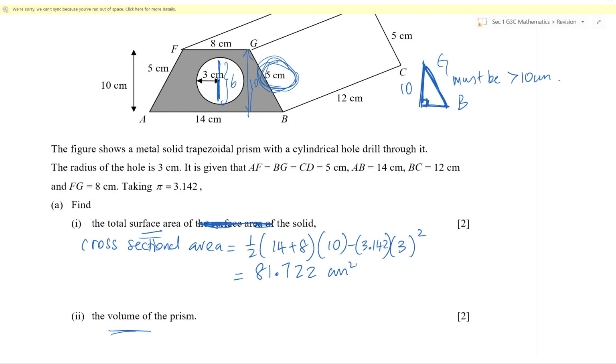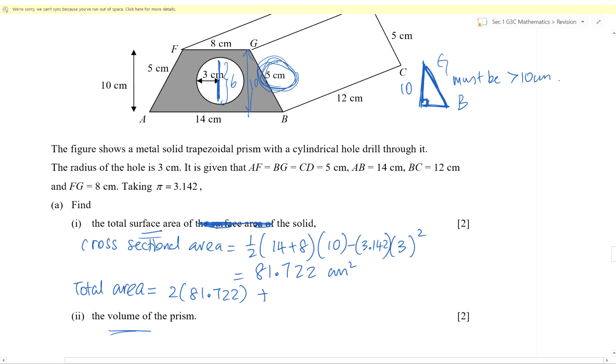Okay, this is the cross-sectional area, and I know that subsequently I will be using this value for the surface area and the volume. So let's start with the total surface area. Total area is given by 2 times this cross-sectional area. There are 2 of them, one in front and one at the back. 2 times 81.722, and I need to add something.